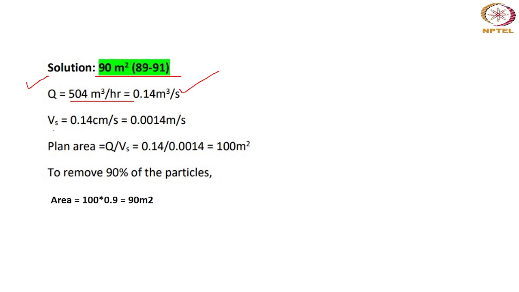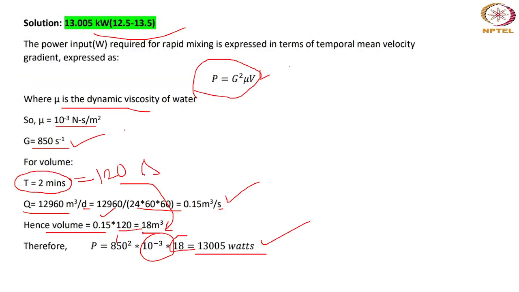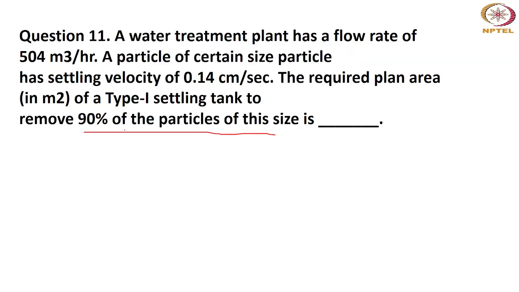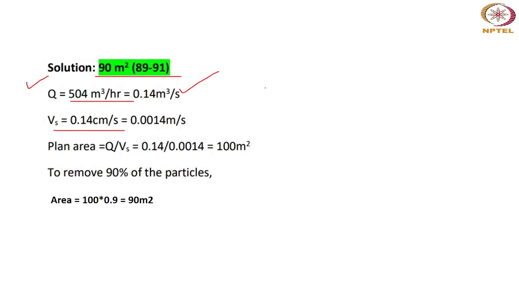The settling velocity is given as 0.14 centimeter per second, right? So again convert it into meter per second, 0.0014 meter per second I am getting. This is my settling velocity. This is my flow rate. So the plan area will be Q divided by Vs, that is 0.14 divided by 0.0014. That is 100 meters square, right?